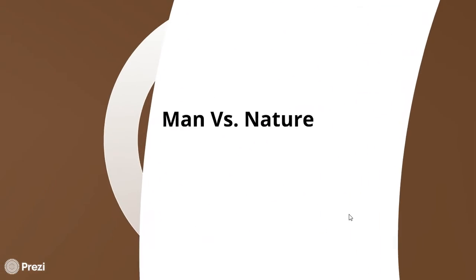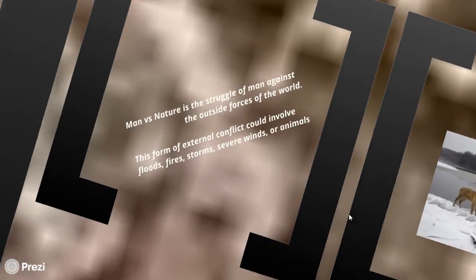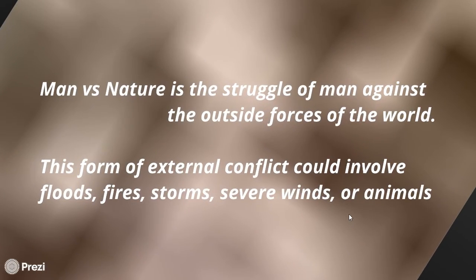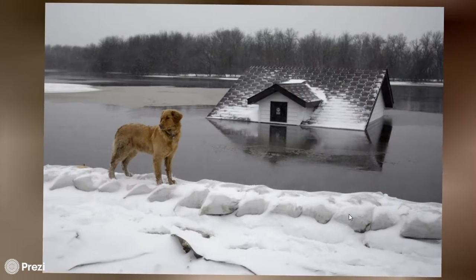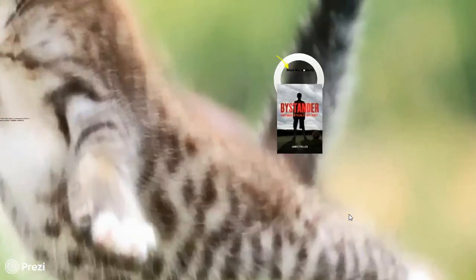An external conflict can also be man versus nature, which is a struggle of a man against the outside forces of the world. So it could be something such as your environment or the weather or even animals itself. So this would be you have a frozen lake, which is kind of your environment. We have a snowstorm, and we have a dog in there as well.